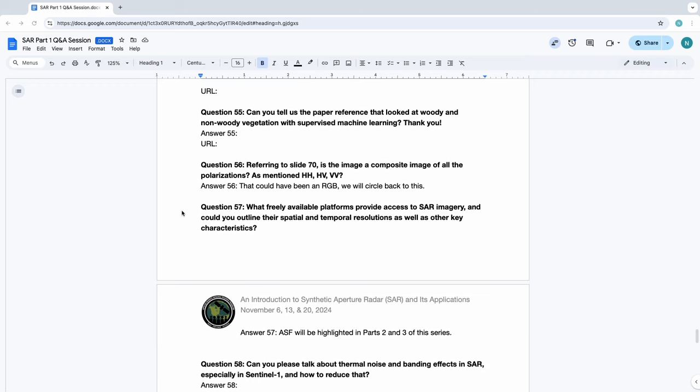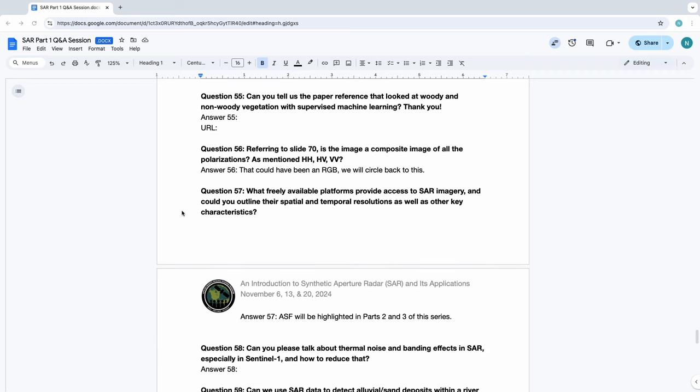Okay, two more. Can you tell us the paper reference that looked at woody and non-woody vegetation with supervised machine learning? Yes, I will put that reference here. Referencing slide 70, is this image a composite image of all the polarizations as mentioned, HH, HV, and VV? I have to go back and look at slide 70. I think that was just an RGB. I have to go look back.